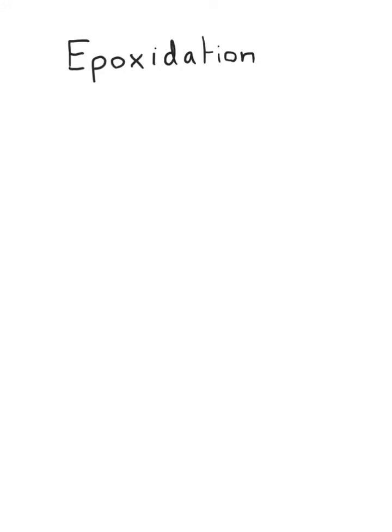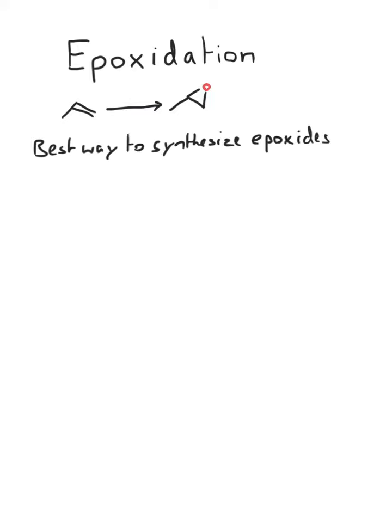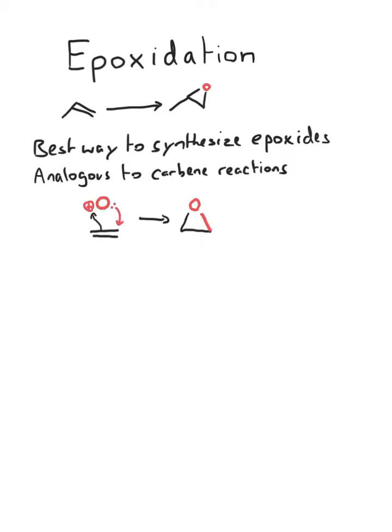This video is on epoxidation. Epoxidation is the term used when we convert an alkene into an epoxide. It is by far the best way to make epoxides, and it is analogous to the carbene reaction, except instead of having a carbon, we have an oxygen.